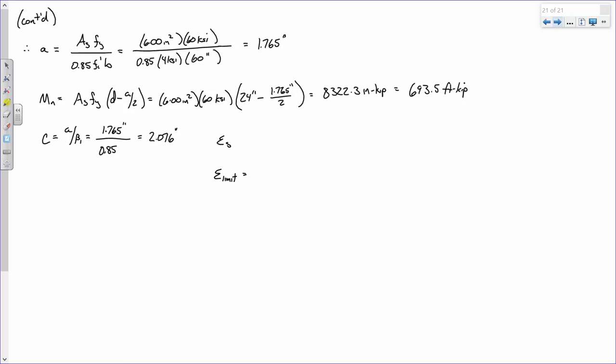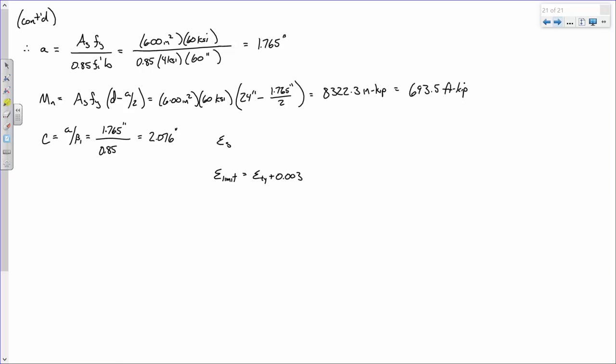So why am I doing this? We compute the strain in the steel, and then we compute the limiting strain so we can figure out what our phi value is, right? So what's our limiting strain? It's just telling me what the strain value is, but that's something plus 0.003. What is that something? Epsilon t what? There, good. The strain at yield.